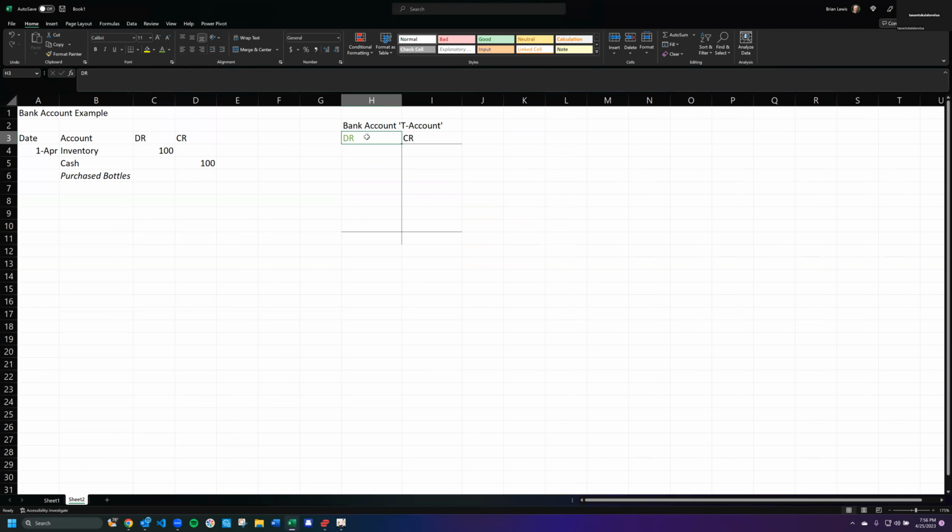That means that anything that is a debit to the bank account increases it. Anything that's a credit decreases it. So it's going to have this balance here, which is going to be the sum of all your debits minus the sum of all your credits. That's what a normal debit balance is going to look like.